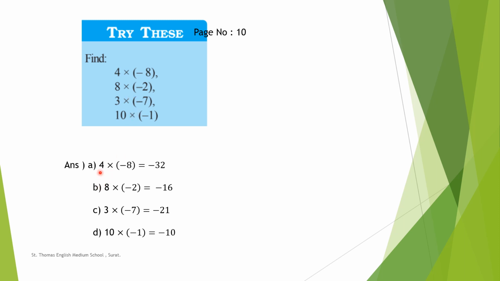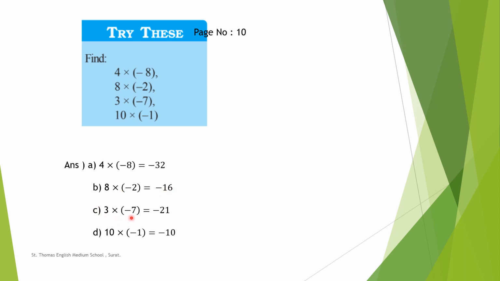Just multiply. So first one, 4 multiplied by minus 8. So one positive integer, one negative integer, always will get a negative number. Clear? So positive plus into minus, minus. Now multiply the numbers. 4 8s are 32. So the answer is minus 32. It's clear? Now B, 8 multiplied by minus 2. So one positive integer, one negative integer, always you will get a negative integer. Now 8 2s are 16. So the answer is minus 16.